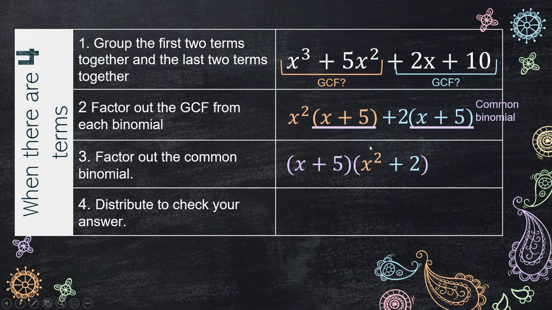We could check our answer by distributing. Okay, so if I take x times x squared, I'd get x cubed. Distributing x times 2, I get 2x. Distributing the 5 times x squared gives us 5x squared. 5 times 2 gives us 10. So now I still have the same four terms as the original expression. They're not in the same order, but that's okay because addition is commutative. So I could rearrange the sum of these terms and it would be equivalent to that.